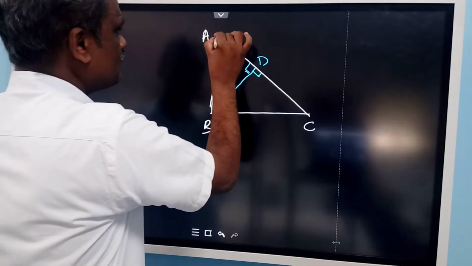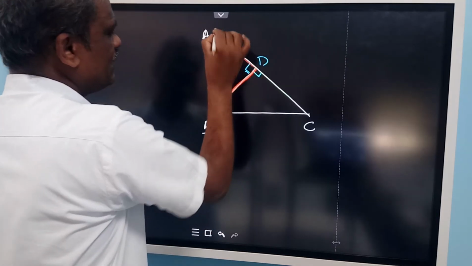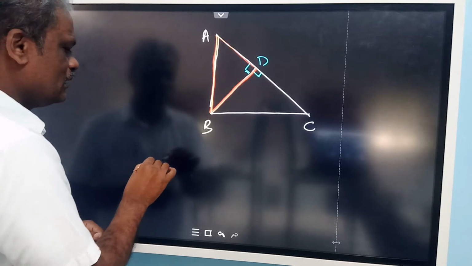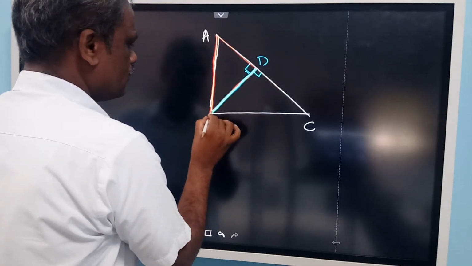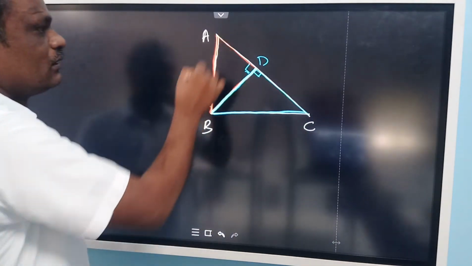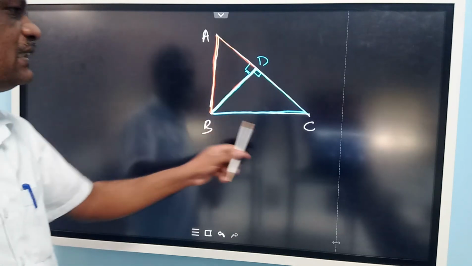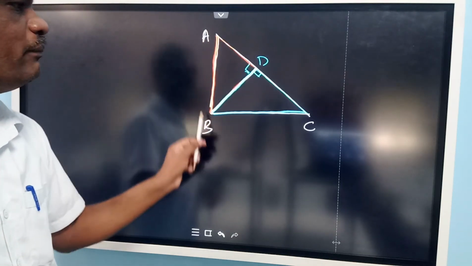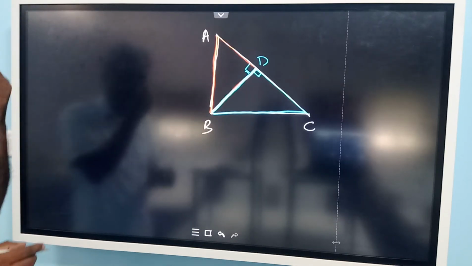One is triangle ABD, which is also a right angle triangle. Another triangle is DBC, and one more triangle ABC. We have three triangles, ABC, ABD and BDC. So let us show whether these three triangles are similar or not.